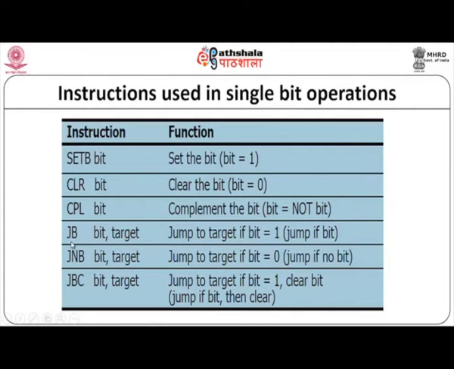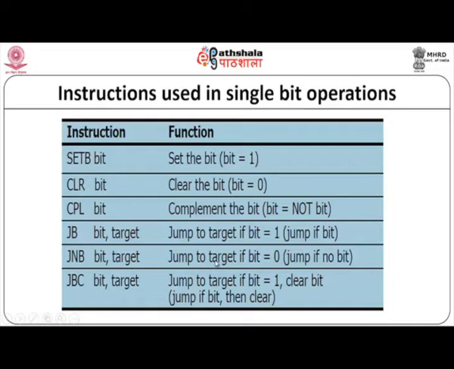These are jumps, which are conditional statements, occurring based on whether the bit is 1 or 0. JB says jump to target if the bit is equal to 1. Maybe the bit is P3.1 and the target is somewhere, a loop. Then if P3.1 is equal to 1, go to this loop. That is what it is trying to say. So, jump to target if bit is equal to 1.